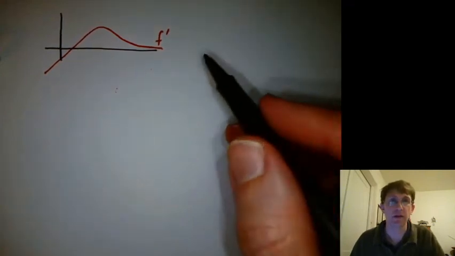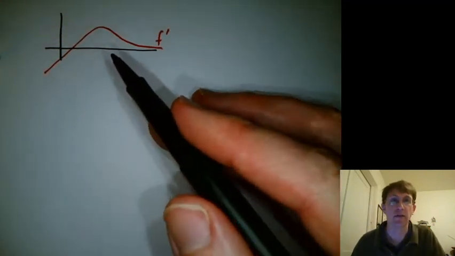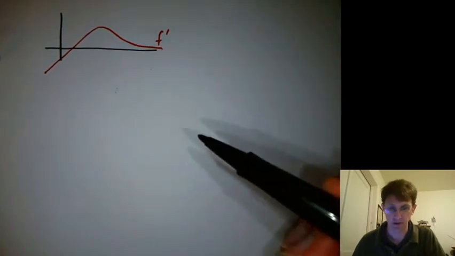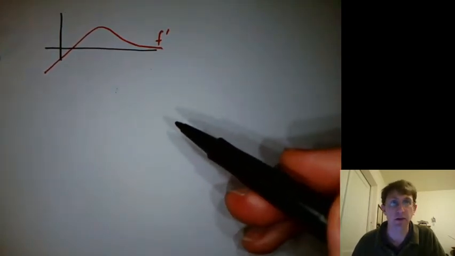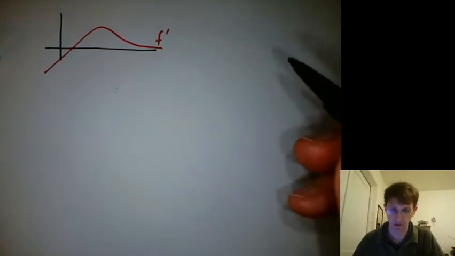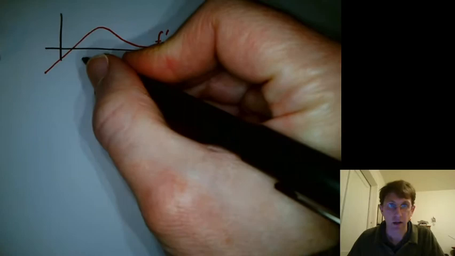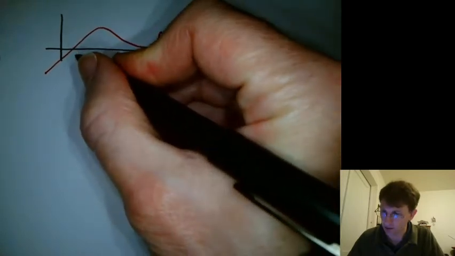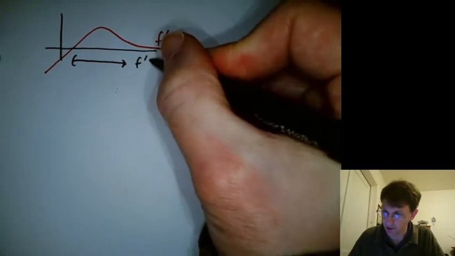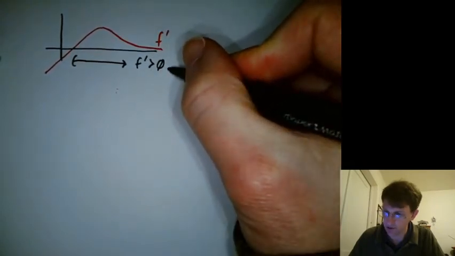Here's some practice. Here's another curve of the derivative, and can you get an idea of what's going on with the original function? So pause the video and copy down the graph and mark it up according to what you can figure out. Okay, you probably figured out that from here on over, we'd say f prime is positive.